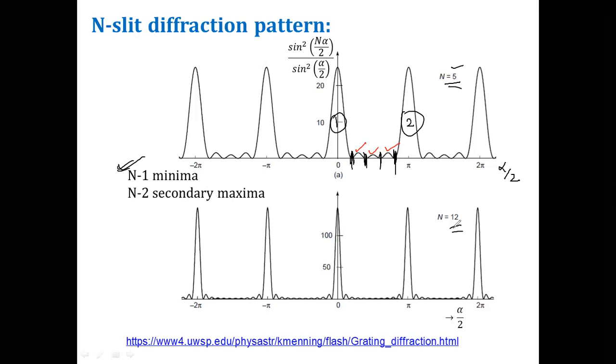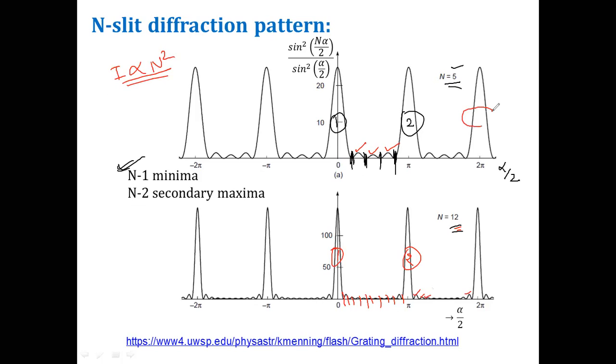If you talk about 12 slits, in 12 slits you will have 11 minima here. This is one principal maxima, this is the second principal maxima. In between these two you will have 11 minima and you will have 10 secondary maxima, which are given here. Another thing that I asked you to notice is that your intensity is directly proportional to n square, where n is the number of slits, in your principal maxima.